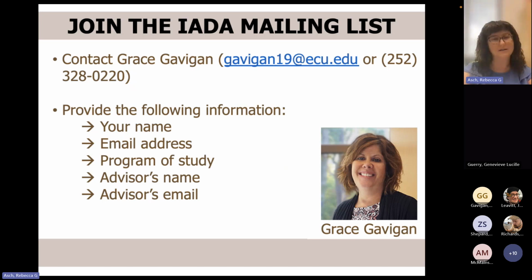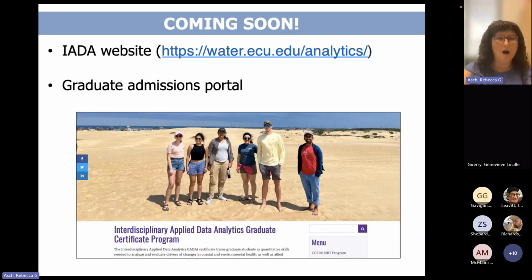When you contact Grace, there's a couple things you should provide. Make sure to include your name, your email address, what degree program you're in. We'd also like to get your advisor on the mailing list as well. So please let us know your advisor's name and email address. That way they'll be kept informed about the new program, just because since it's so brand new, many advisors might not be aware of it or its requirements. So we want to make sure that they are also kept in the loop.